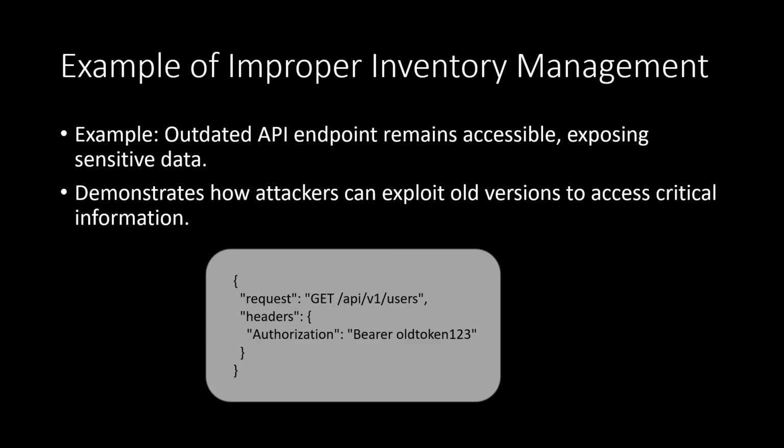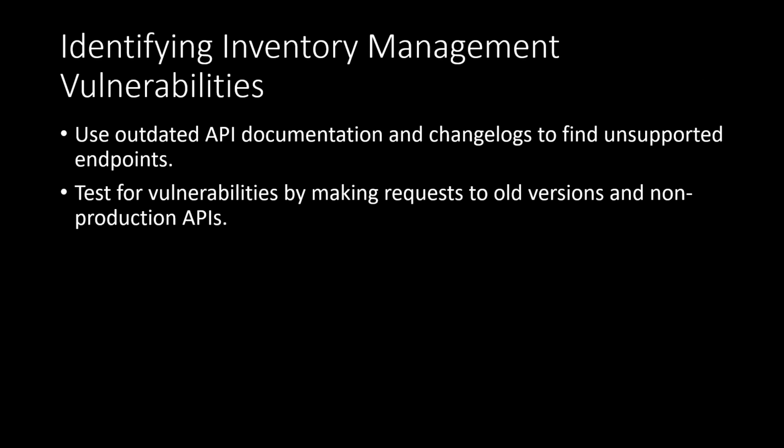In this example, an attacker accesses an old API endpoint, API v1 users, using an outdated token. If this endpoint is still functional and lacks updated security measures, it can expose sensitive user data, highlighting the importance of proper inventory management. To identify inventory management vulnerabilities, use outdated API documentation and changelogs to find unsupported endpoints. Test for vulnerabilities by making requests to old versions and non-production APIs to see if they are still accessible.